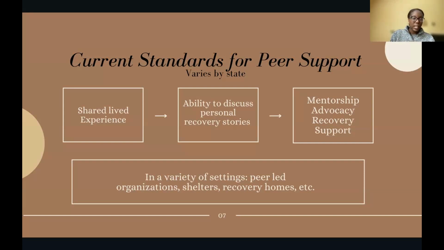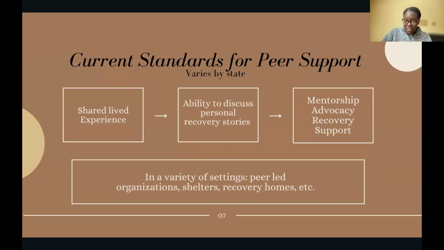So mentorship can come in a variety of forms. It could come from leaders of organizations. It could come from the peer support workers themselves. It can come from peer-to-peer work. It could come from physician-patient relationships. It could come with psychiatrist-patient relationships. It's multi-tiered, but it's still a universal standard that exists for peer support work.